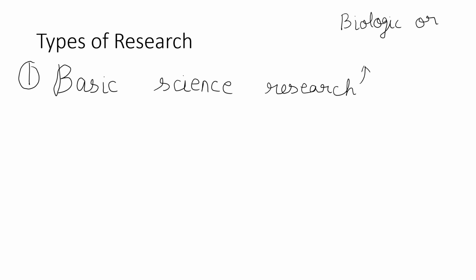Basic science research. Now, what does basic science research do? Basic science research explores fundamental biological or physiological processes, not program implementation. It only explores biological or physiological processes. That is known as basic science research.